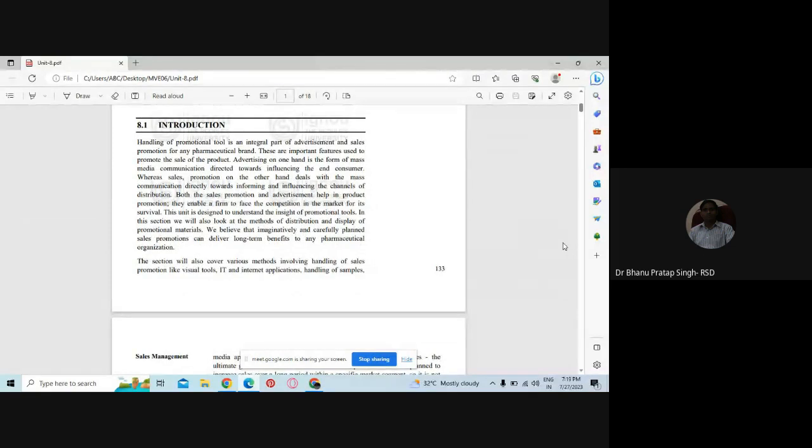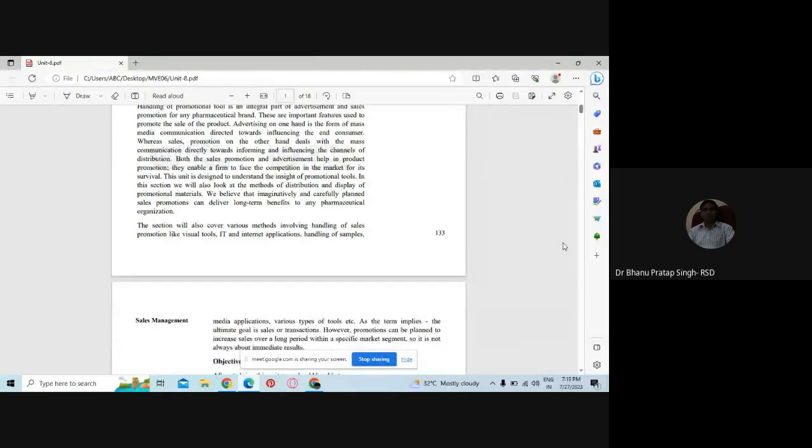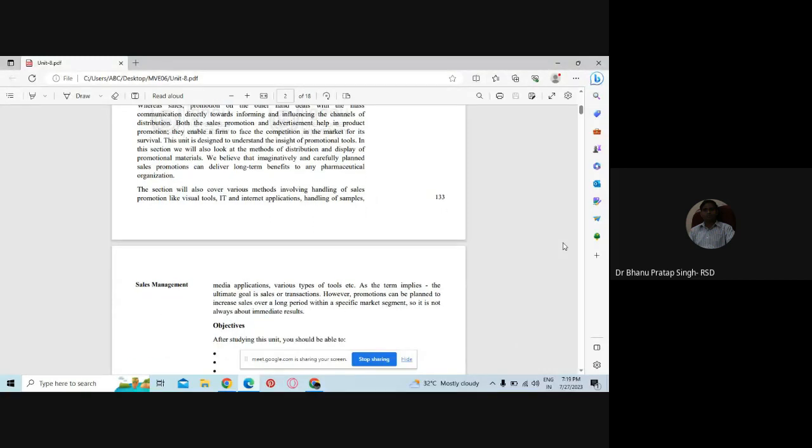So in this section, we will be able to discuss how one can handle the sales promotions like visual tools, IT and internet applications, handling of simple samples, media applications, or various types of tools, etc. So that we will discuss how we are going to handle these kinds of promotional tools.